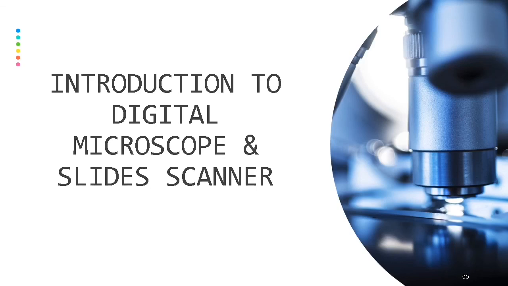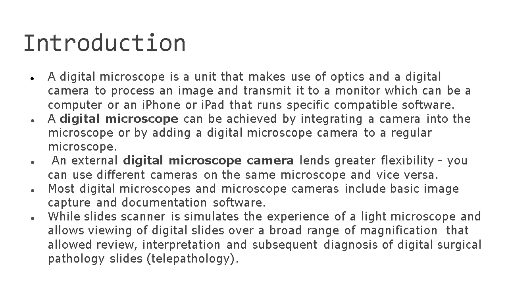So moving on to the digital microscope and slide scanner. For introduction, a digital microscope is a unit that makes use of optics and a digital camera to process an image and transmit it to a monitor, which can be a computer or an iPhone or an iPad that runs specific compatible software. A digital microscope can be achieved by integrating a camera into a microscope or by adding a digital microscope camera to a regular microscope. An external digital microscope camera leads to greater flexibility. You can use different cameras on the same microscope and vice versa.